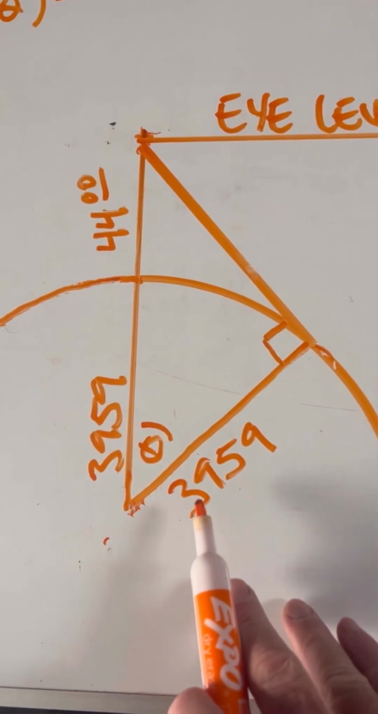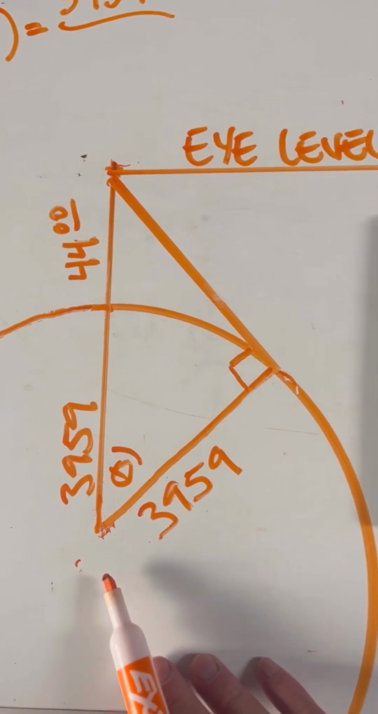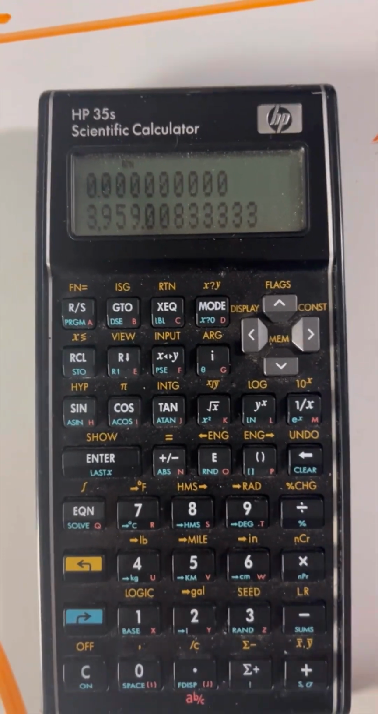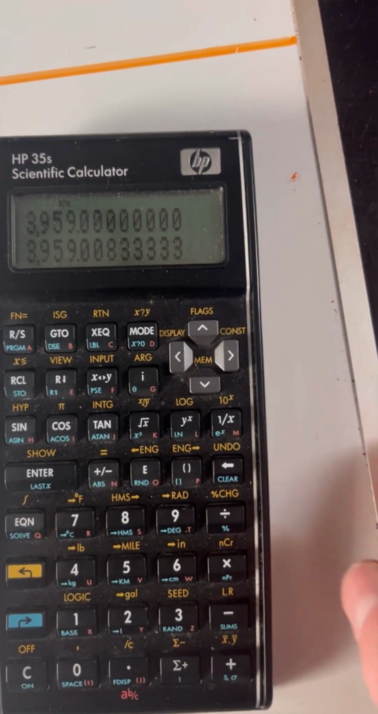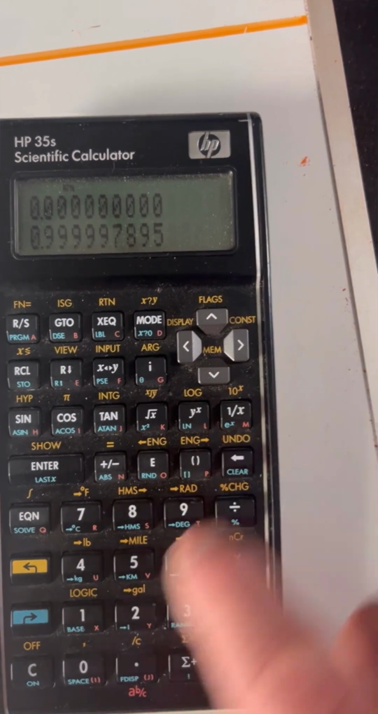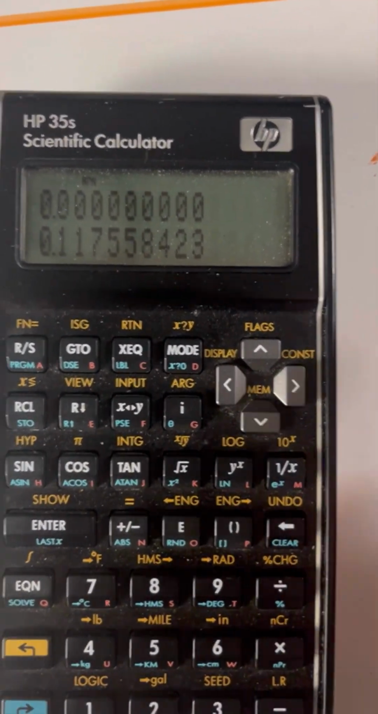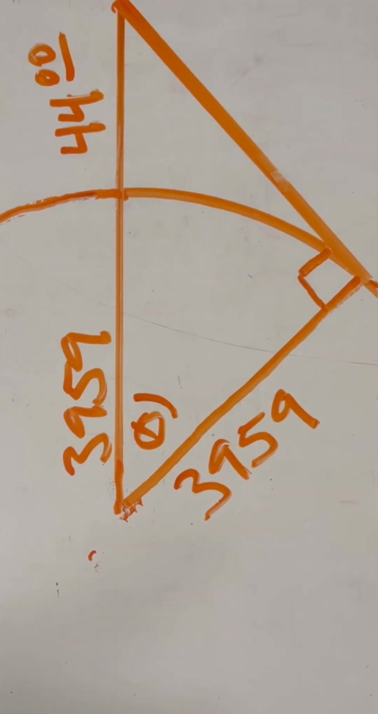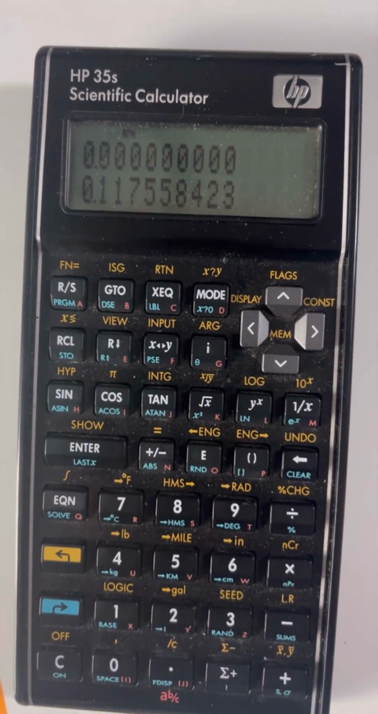So now let's take this side of the triangle and divide it by this side of the triangle and hit our arc cosine function. So we'll take 39.59 and we'll roll that up. We'll divide and hit the arc cosine. And so that's our angle, theta here, in decimal degrees. We want this in degrees, minutes, and seconds.